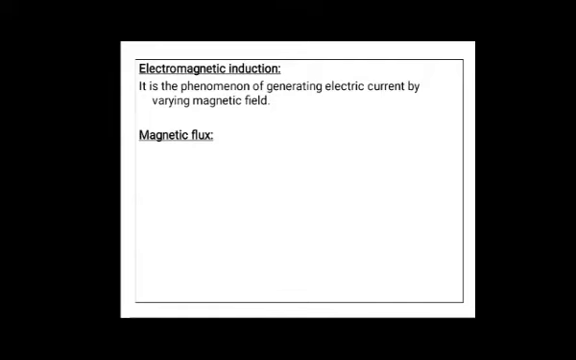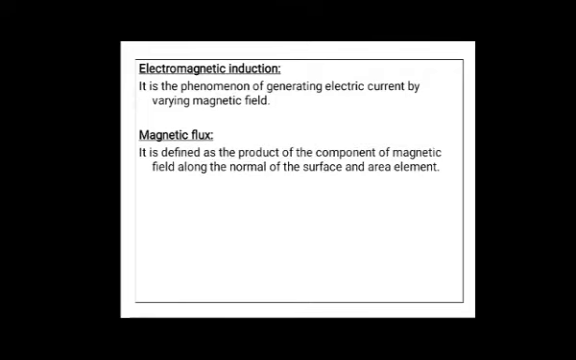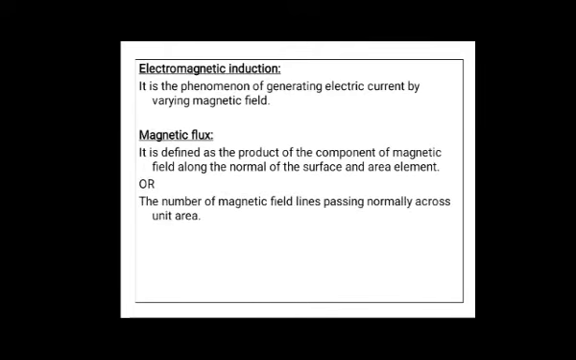Okay? So to get more idea about this electromagnetic induction, we should know about magnetic flux. So let us see what is magnetic flux. Magnetic flux can be defined in two ways. The first one is like electric flux. It is the number of magnetic field lines passing normally across unit area. So what is magnetic flux? The number of magnetic field lines passing normally across unit area.